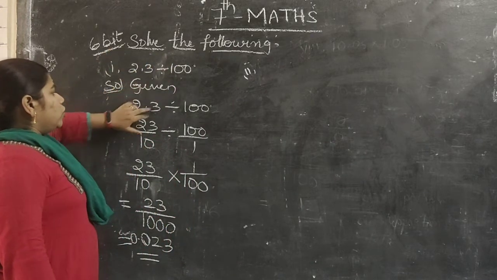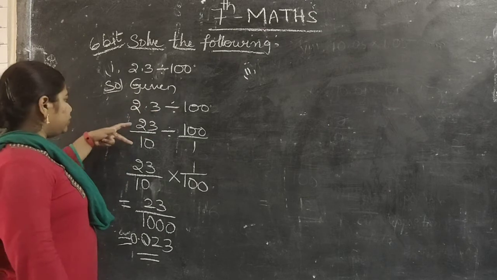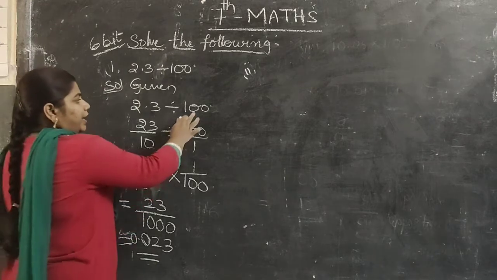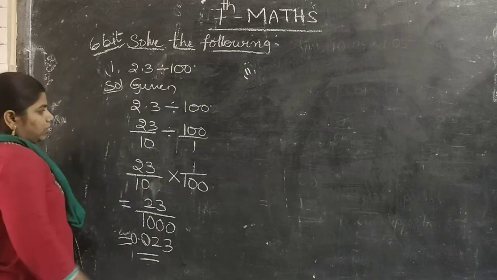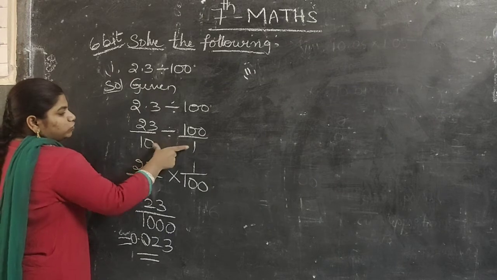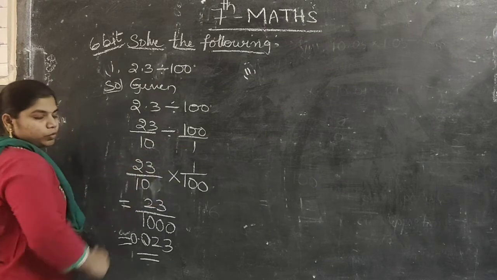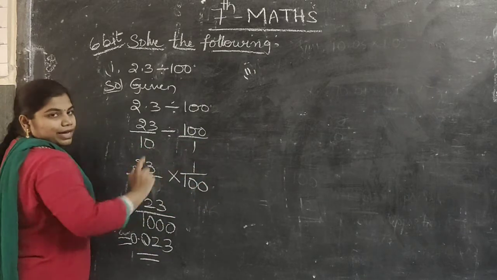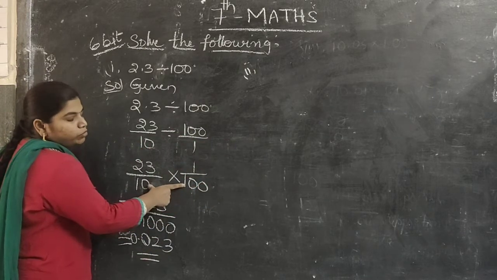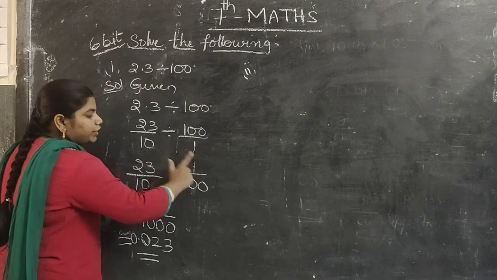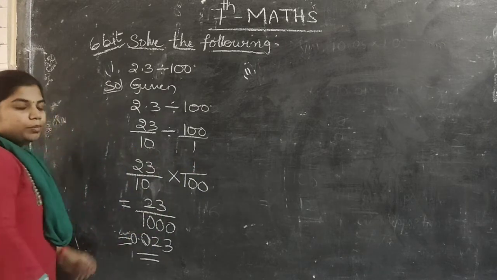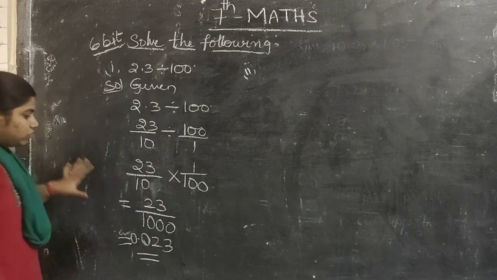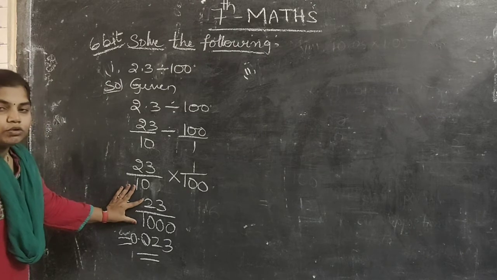Second one, once again you see here 2.3 divided by 100. So 2.3, after the point we have only one digit, so we write it in the form of 23 by 10, divided by 100, which can be written as 100 by 1. Now how to divide two fractional numbers? Division will be converted into multiplication and the second term will be the reciprocal, so that will be 1 by 100. And you know how to multiply two fractional numbers? Multiply numerator to numerator and denominator to denominator. That is 23 ones are 23, 10 into 100 will be 1000.